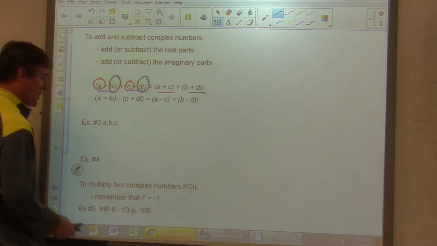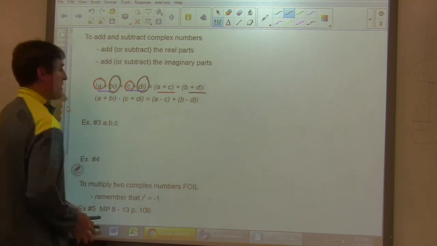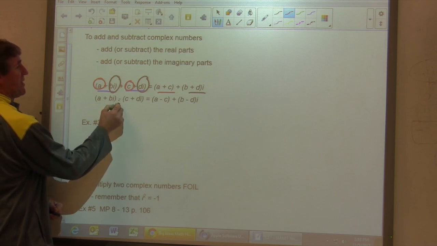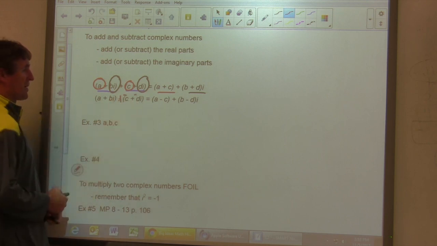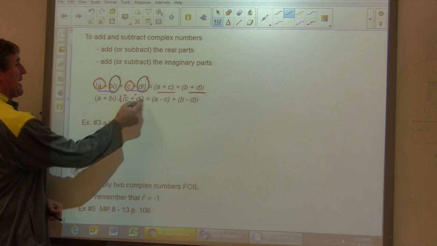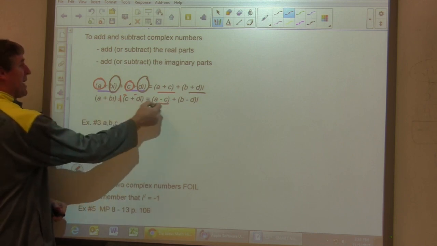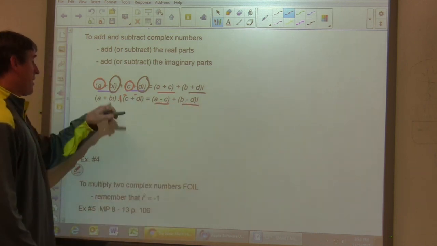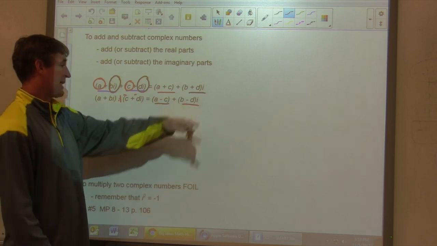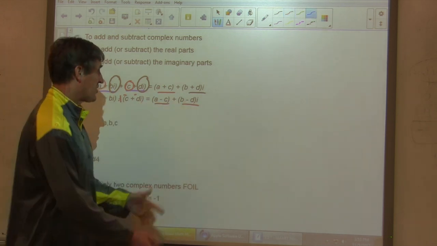Same thing with subtraction. The thing you have to be careful of with subtraction is, remember this subtraction, I would change it to addition and change both those signs. So it would be a minus c and bi minus di, which would be b minus d times i. It'd be a little easier as we look at numbers.